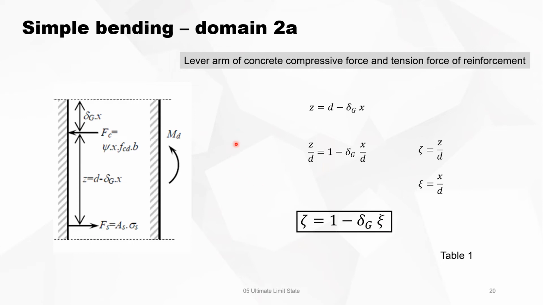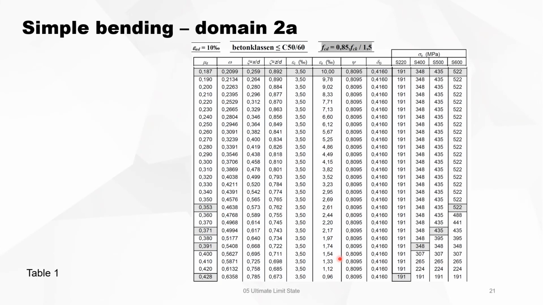Now, all those dimensionless formulas, because they are independent of your section, they are worked out in a table, which is this one. This is a table for concrete class smaller than C50/60 with epsilon ud equals 10 per mil. And then you will see that in the first column you will have mu d, in the second column omega, and all the dimensionless variables are linked in this table.